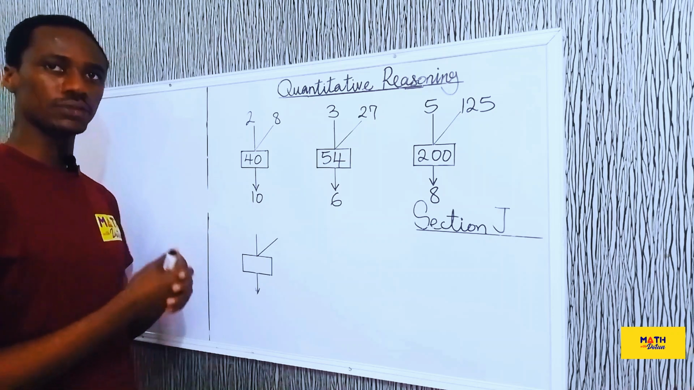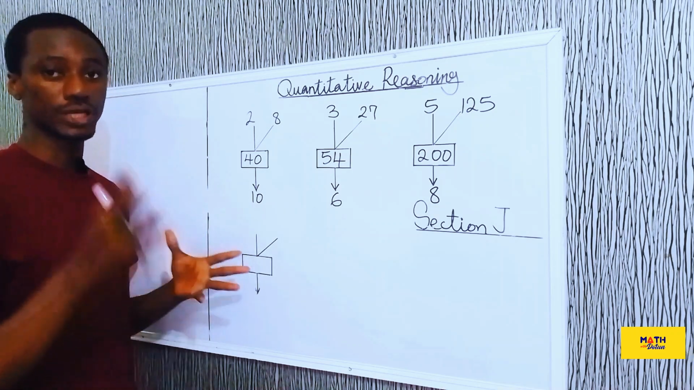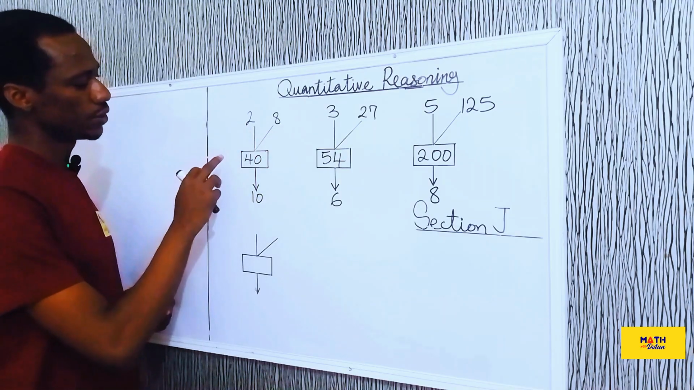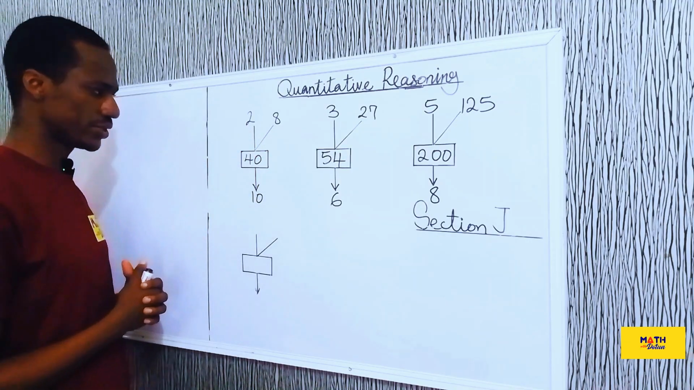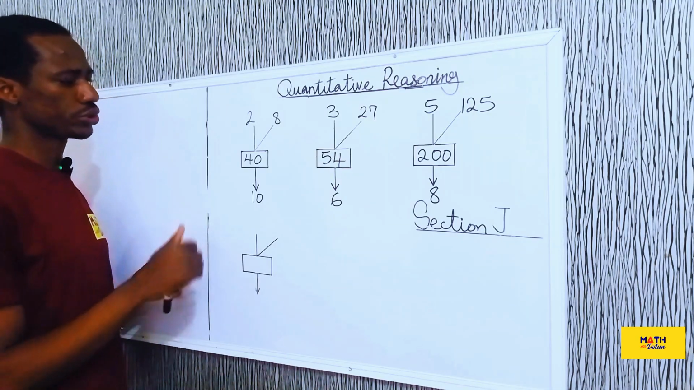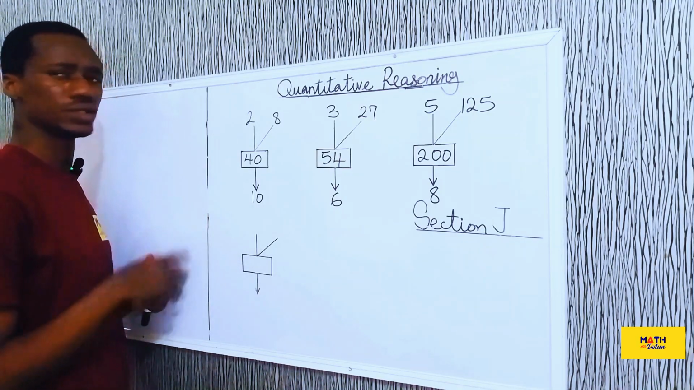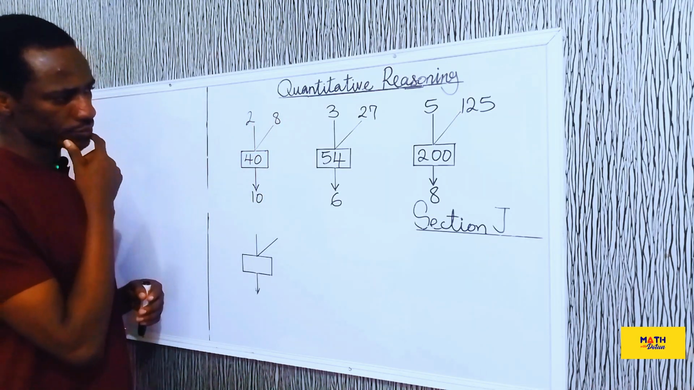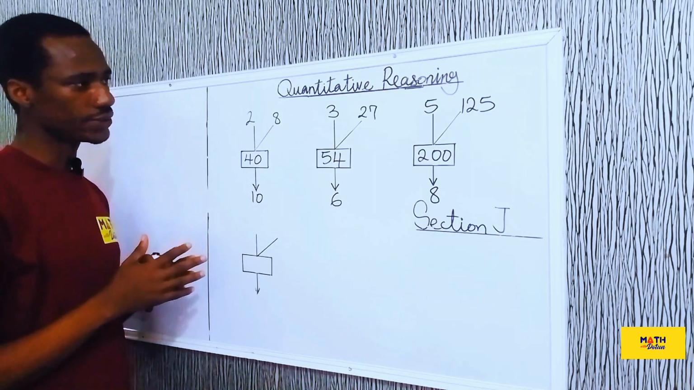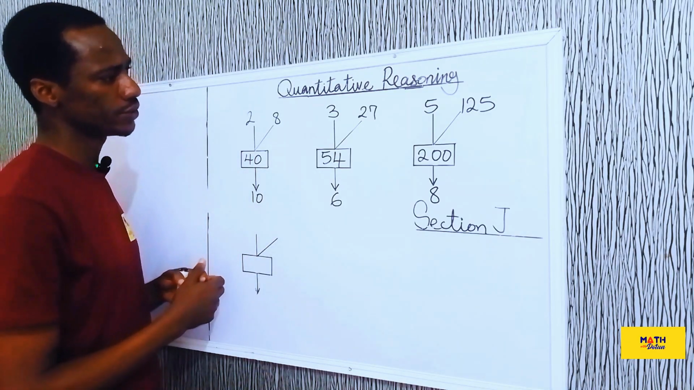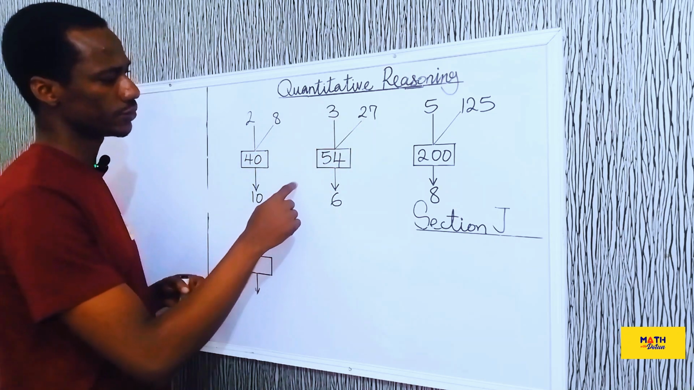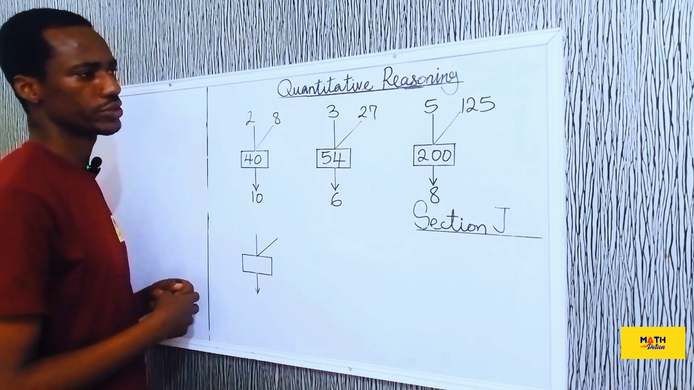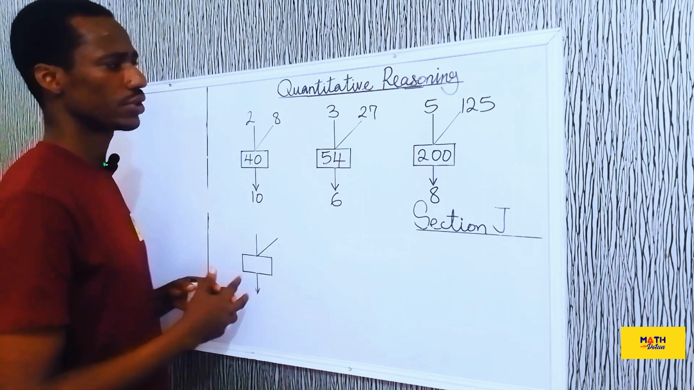And like I've always said, you should start with the basic operations. So let's see 2, 8, 40, and 10. Can you see anything? I know there is a relationship between 10 and 40. There's a relationship between 8 and 40. But it's not connecting yet, right? So let's move to the other one and see. 3 and 27, 54 and 6. Still not connected, right? Okay.